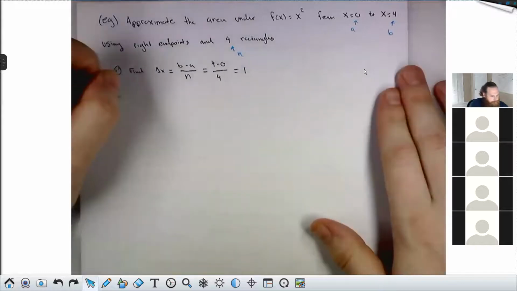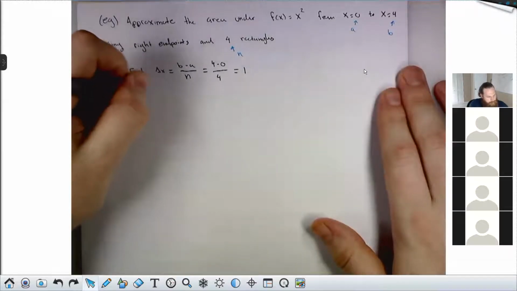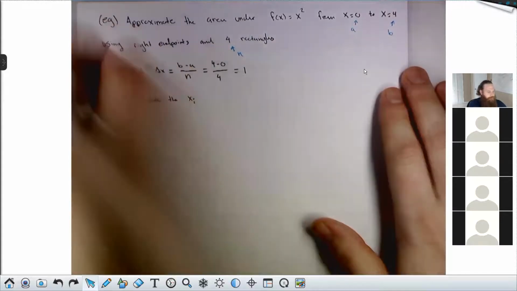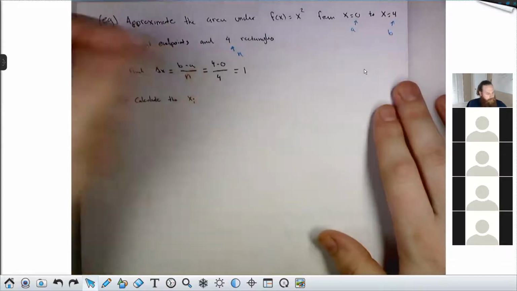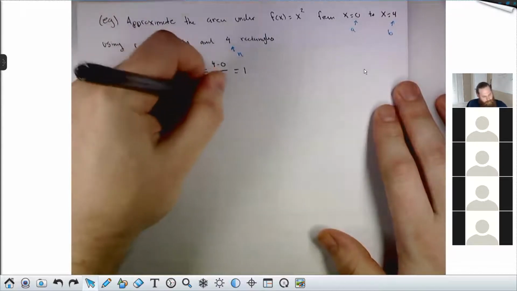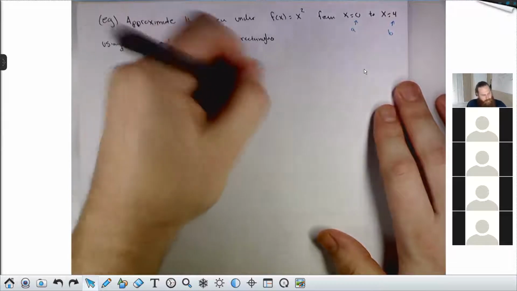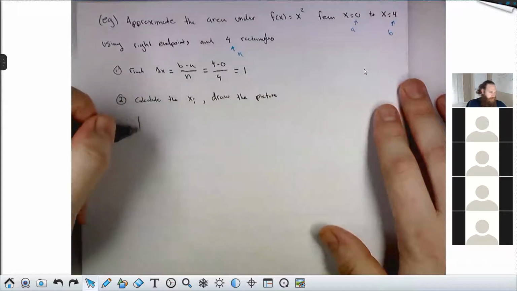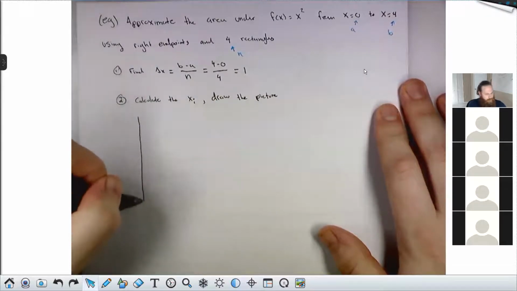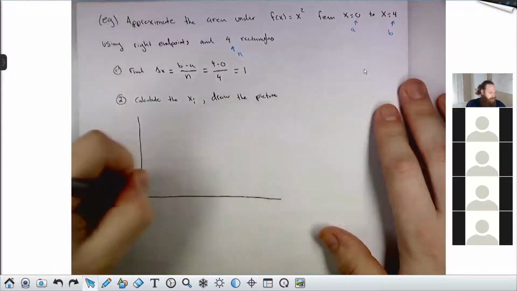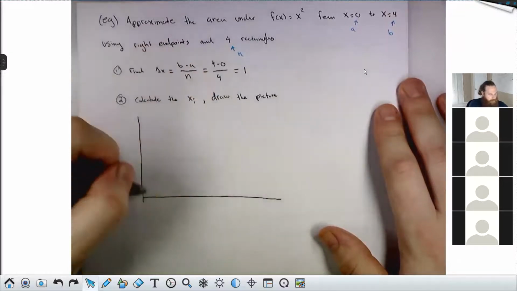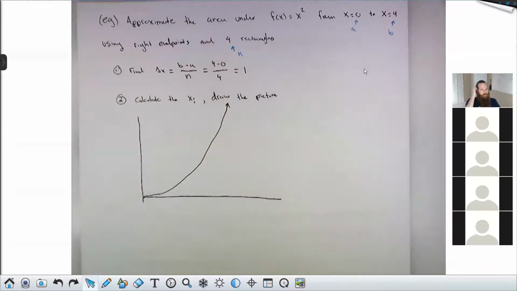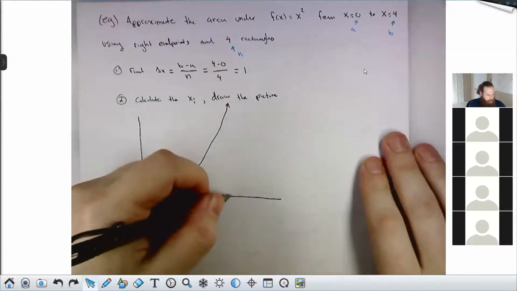Second, calculate the xi and draw a picture. We'll put these together. Now this picture is not going to be to scale because I want to make things easier to work with. But we'll say x squared looks kind of like this. I'm going to call this 4.